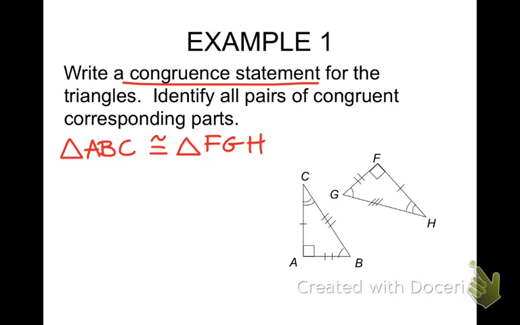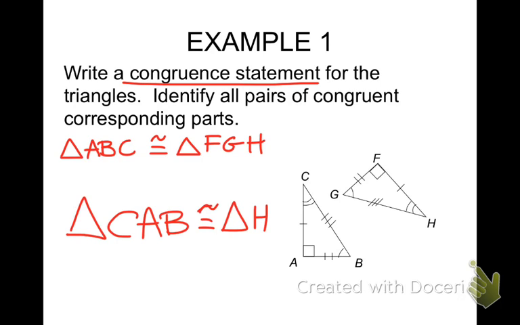If I reordered it, don't write this, just watch. If I reordered it to triangle CAB, what would be the order of the triangle for the second one? So C matches with H, A would be F, and then G, right? So you got to make sure that the orders are matching up. You can put it in whatever order. If I did triangle BAC, what would be the second triangle? So B matches up with G, A is F, and then H, right? Those would all be correct answers.